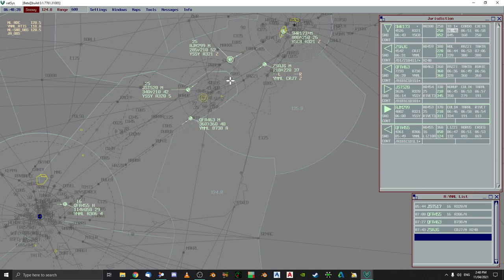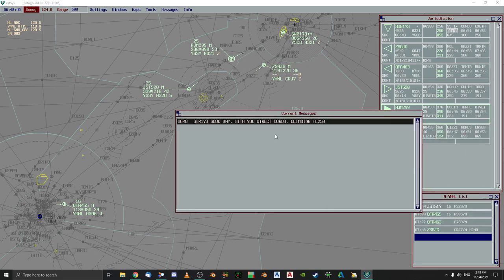Air Jamaica 299, descent to 9,000, Sydney QNH 1010. QNH 1010 and down to 9,000, Air Jamaica 299. And Swiss 173 is on CPDLC, so whatever you call it.